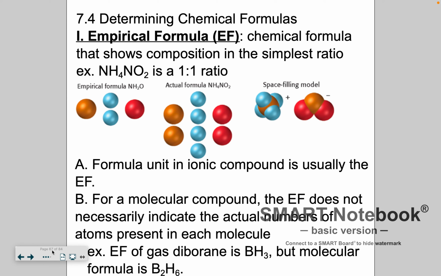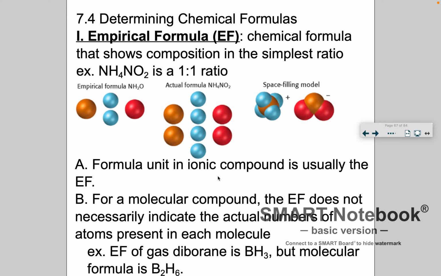Okay, in this video lecture, I am going to cover empirical formulas. So this is 7.4 part 1, empirical formulas. An empirical formula is a chemical formula that has been basically simplified. If I look at the actual formula of a compound, in this case NH4NO2, I can simplify this to NH2O, because all of these can be divisible by 2. So the empirical formula is the simplest ratio of a compound.